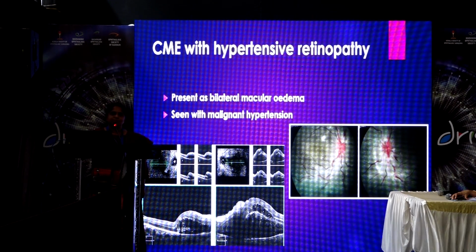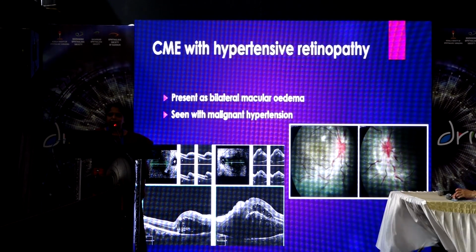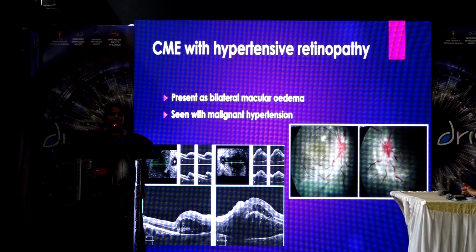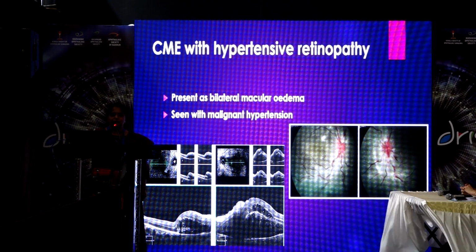Hypertensive retinopathy presents as bilateral CME. It can present in grade 4, that is in malignant hypertension, and actually it doesn't need any ocular treatment because it improves with control of hypertension.